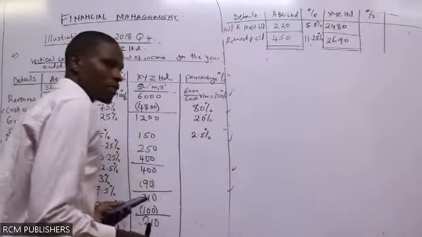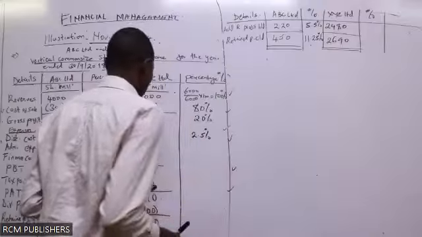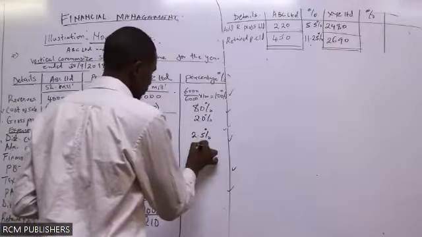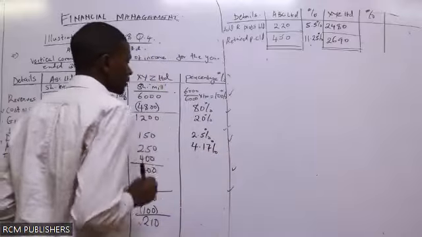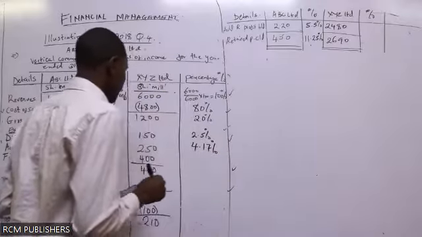Then the other one itakuwa 250 divided by 6,000 multiplied by 100. How much are we going to get? 4.17. For me, I'm telling you that speed matters in exam. Speed.